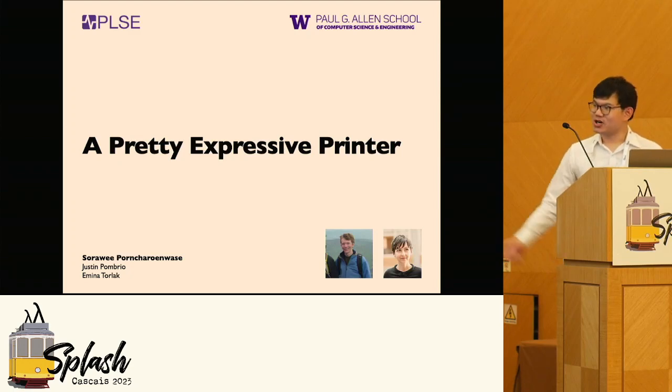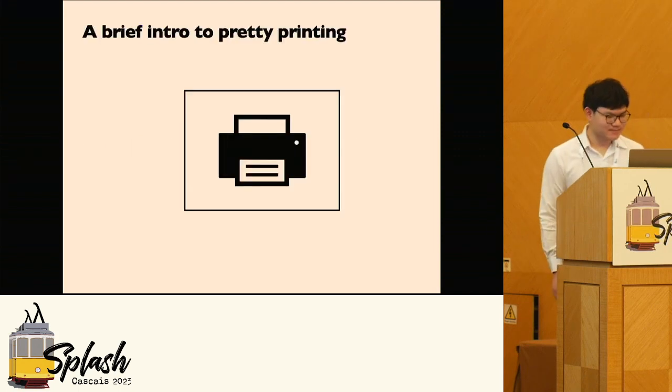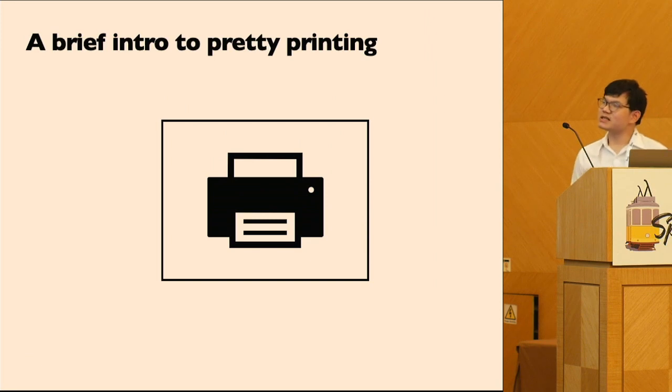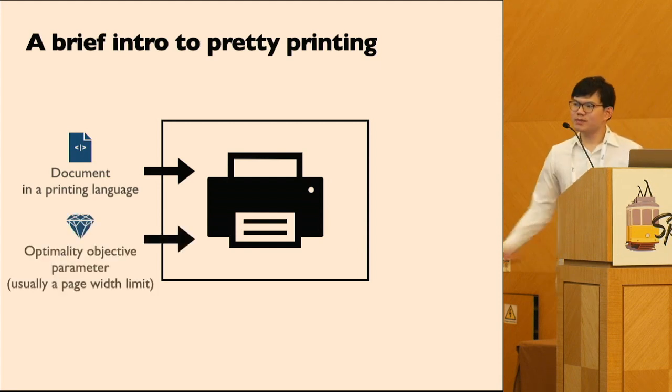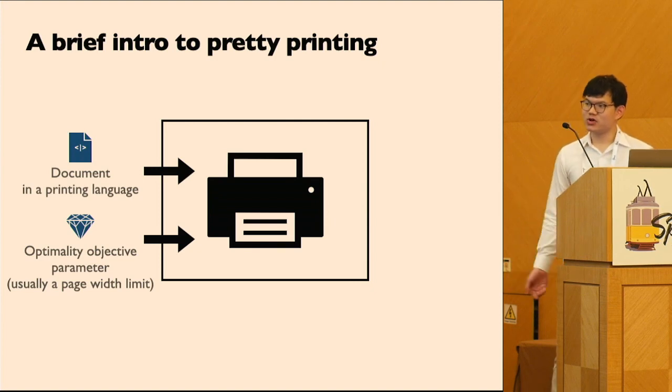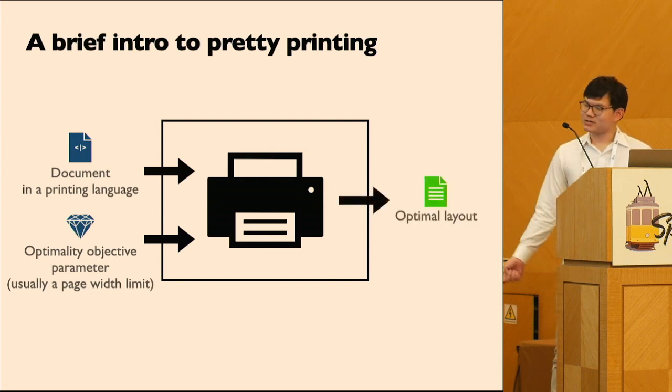Today, in this talk, I will present our new pretty printer, a pretty expressive pretty printer. So let's get started. Pretty printers take as input a document in a printing language and an optimality objective parameter. For most printers, this is usually a quantity known as a page width limit, which is the maximum number of characters that each line can have. And then it outputs an optimal layout.